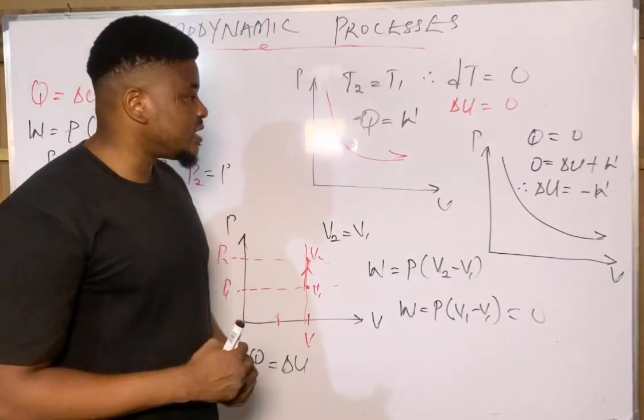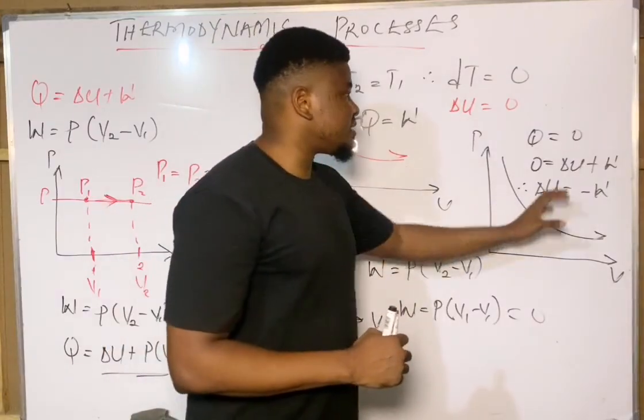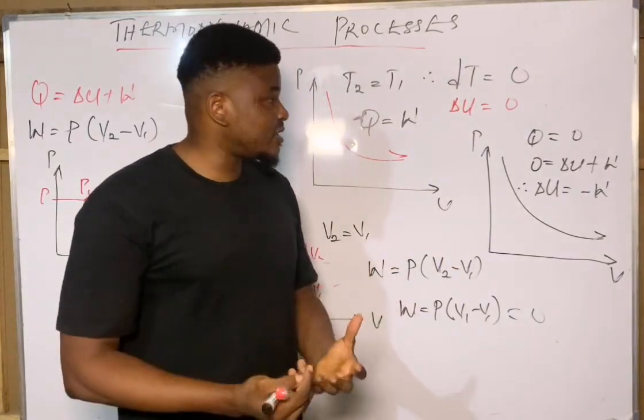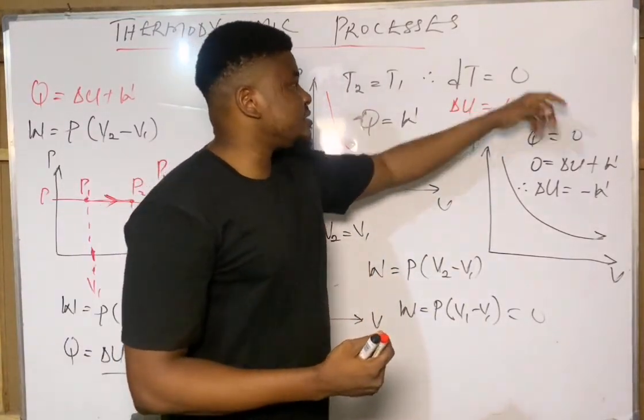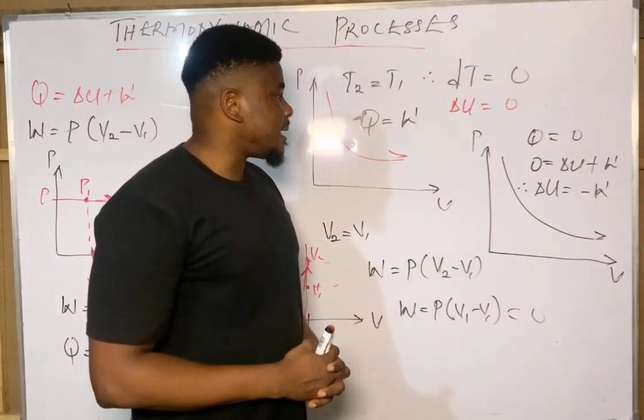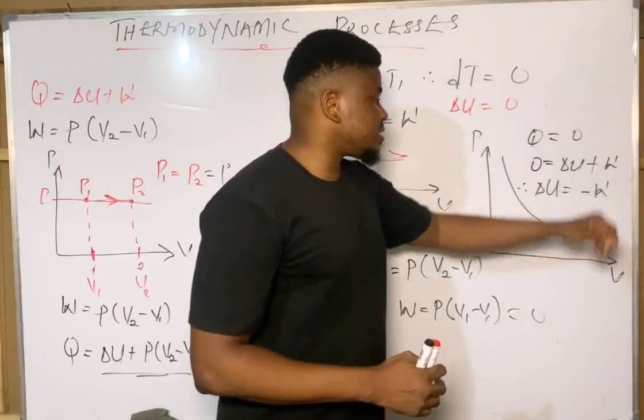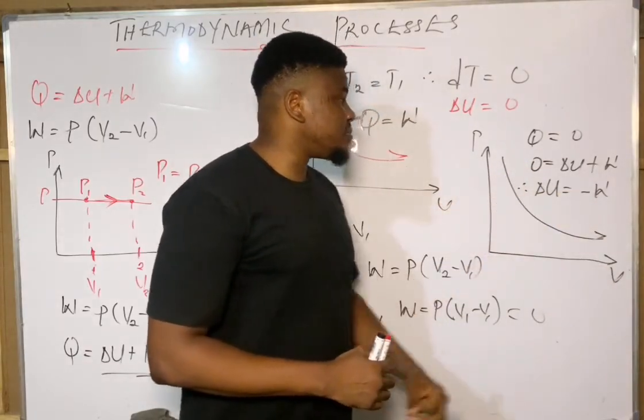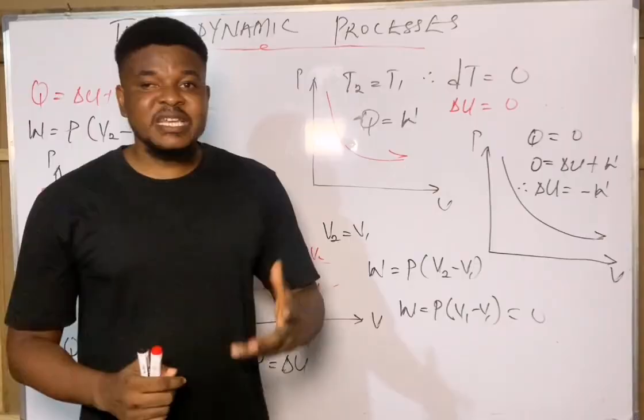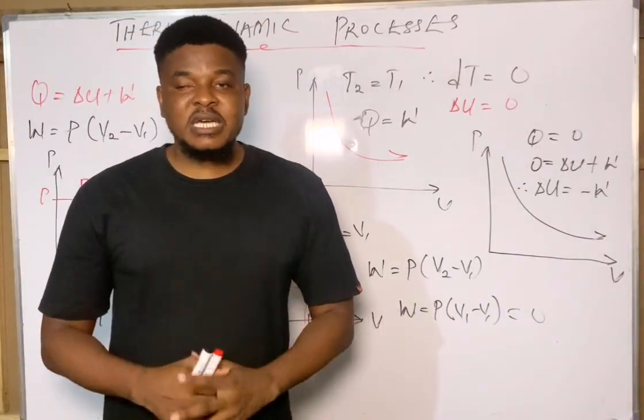Energy is conserved. And finally, for the adiabatic process, there is no heat exchange between the system and the surrounding. In that case, the Q is simply taken as what? 0. And of course, this simply means that the internal energy is equal to negative work done, and vice versa.